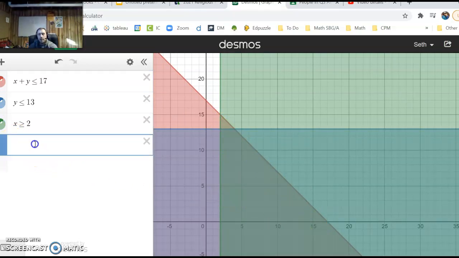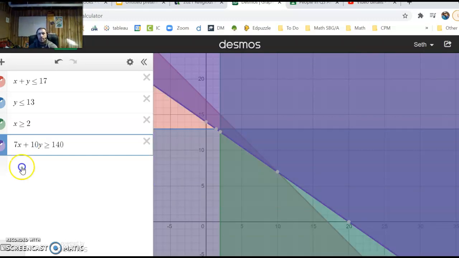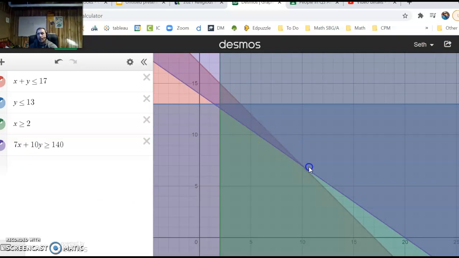Finally, we found our money equation. We need to make at least $140. And so $7 times every hour of dog walking plus $10 for every hour of tutoring has to be at least $140, because you need to pay those bills. And here then we get this really interesting overlap of all of our different ideas.